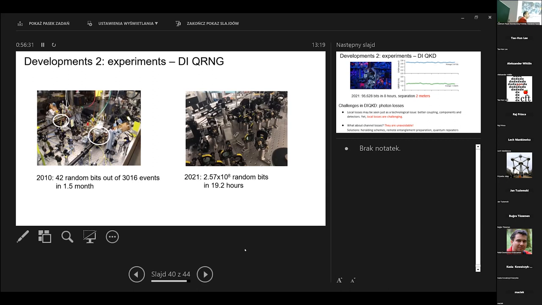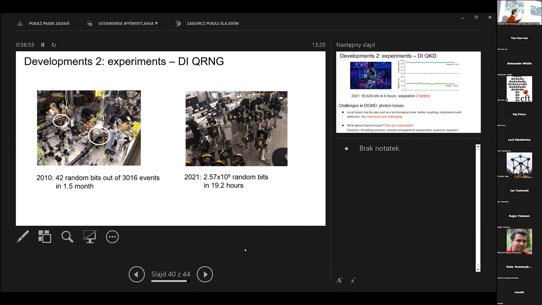But now we can do it. Anton Zeilinger was the first one to close the detection loophole with photons. And a little more than a year ago, people did device-independent randomized duration experiments using photons, and they were able to achieve about 10 to the 8 random bits in 20 hours, so quite an improvement.